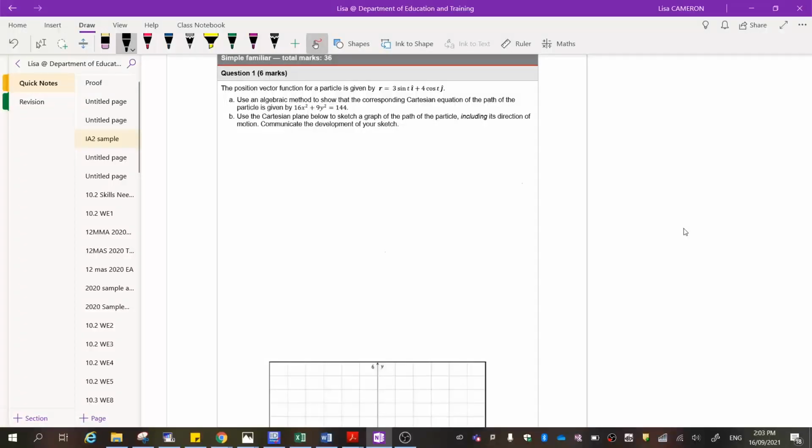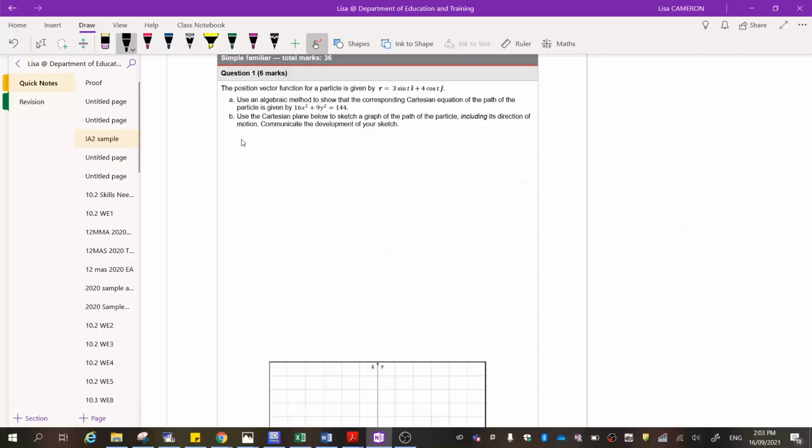Mechanics IA2 paper, question 1. Now, here we are given a position vector function for the particle given by r equals 3 sin t i plus 4 cos t j. Part A says use an algebraic method to show that the corresponding Cartesian equation of the path of the particle is given by 16x squared plus 9y squared equals 144.